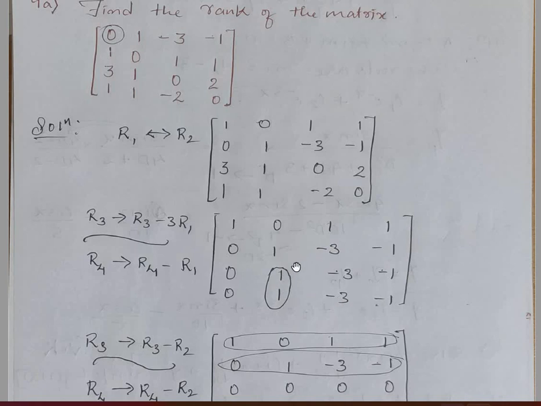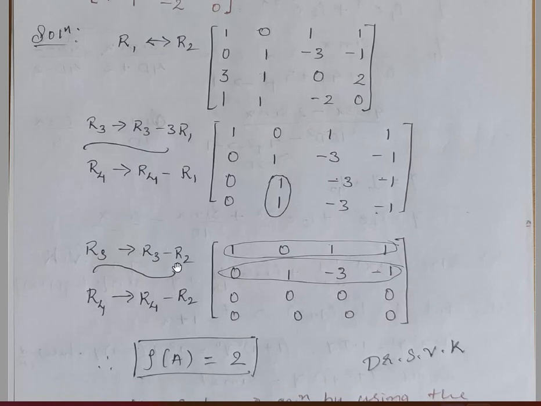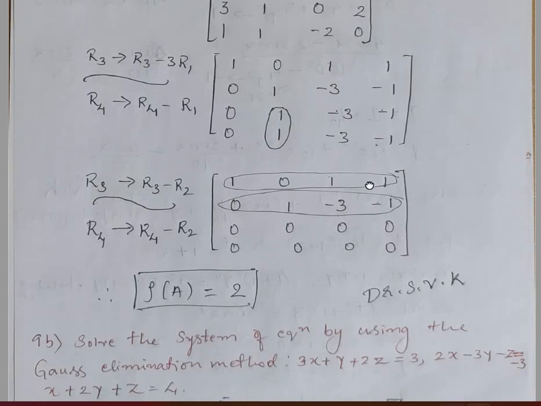Now my aim is to make these two values 0 by using R2. I have applied that operation. So R3 changes to R3 minus R2, R4 changes to R4 minus R2. By doing this, R3 and R4 vanish. So the non-vanishing rows are R1 and R2. Therefore, the number of non-zero rows is 2, and we can say that the rank of the matrix is 2.